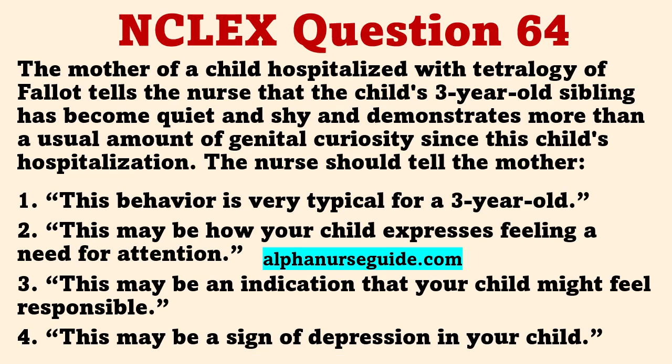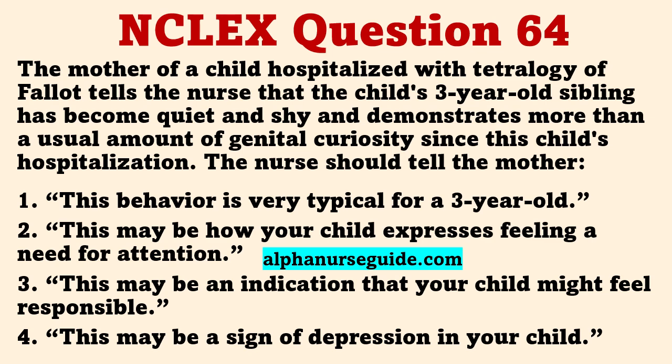The mother of a child hospitalized with tetralogy of Fallot tells the nurse that the child's 3-year-old sibling has become quiet and shy and demonstrates more than a usual amount of genital curiosity since this child's hospitalization. The nurse should tell the mother, 1. This behavior is very typical for a 3-year-old. 2. This may be how your child expresses feeling a need for attention. 3. This may be an indication that your child might feel responsible. 4. This may be a sign of depression in your child.